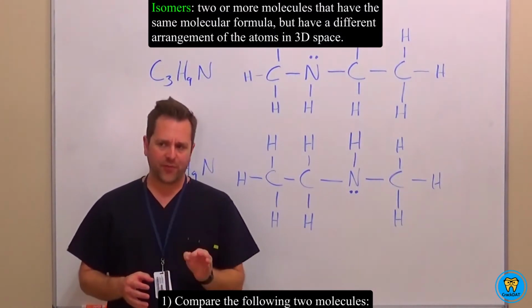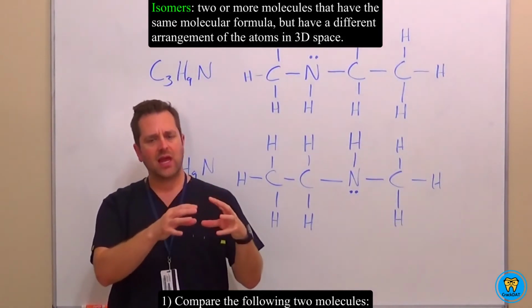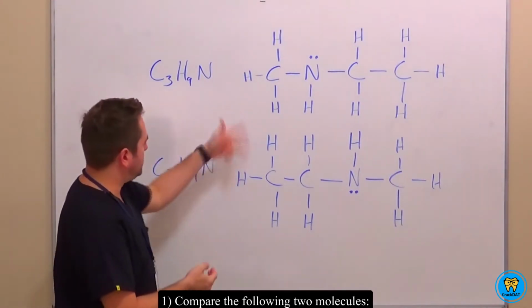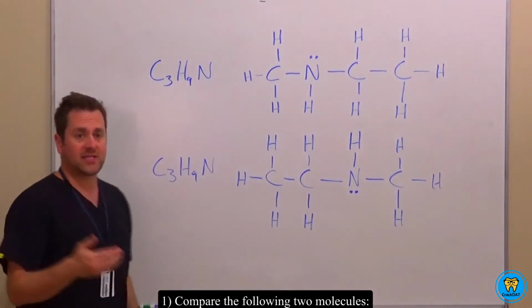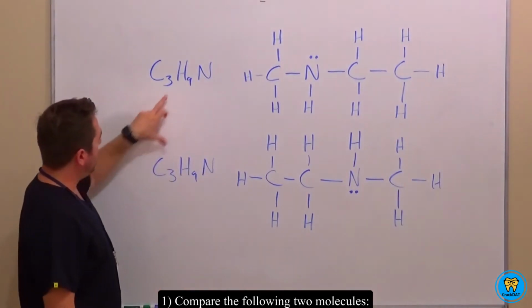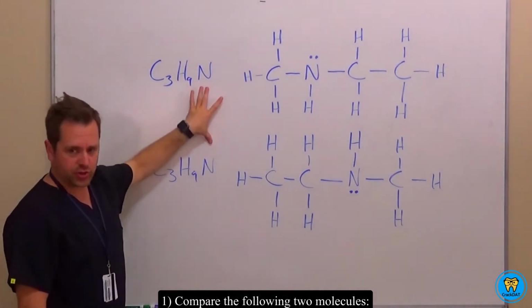However, where they differ is in their geometric shape or the arrangement of atoms within a three-dimensional space. So if we look at these two, right away this criteria is satisfied. We see that they both have 3 carbons, they both have 9 hydrogens, and they both have a singular nitrogen.